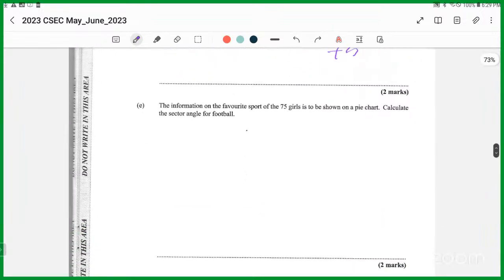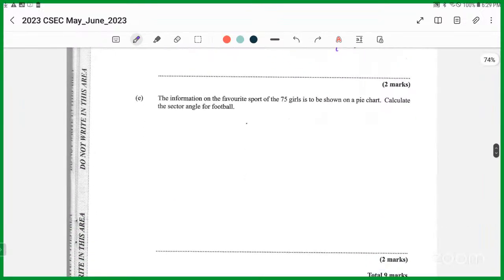Next one says, the information on the favorite sport of the 75 girls is to be shown on a pie chart. Here is the sector of football. The fraction of the girls that is in football of the 360 degrees. The total in the pie chart is 360. Football was 21 over total 75 girls. That's the fraction that the football girls represent of the total girls. They want that as a fraction of the 360 degrees in the pie chart.